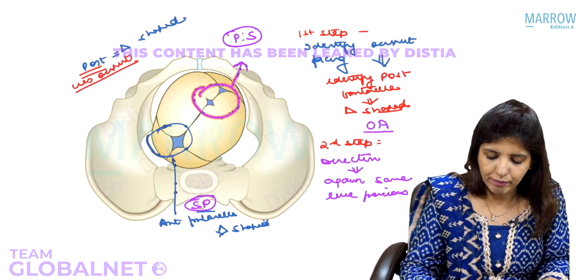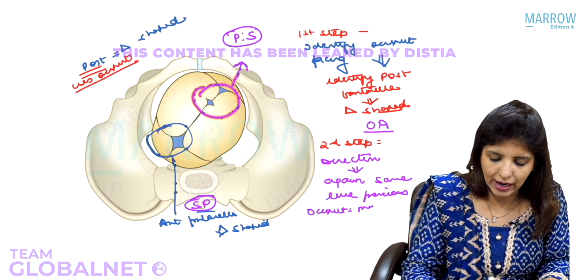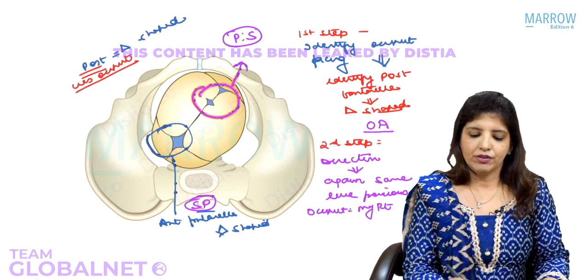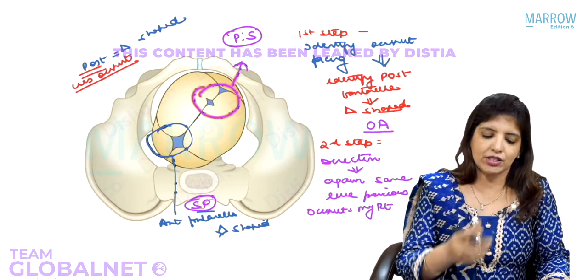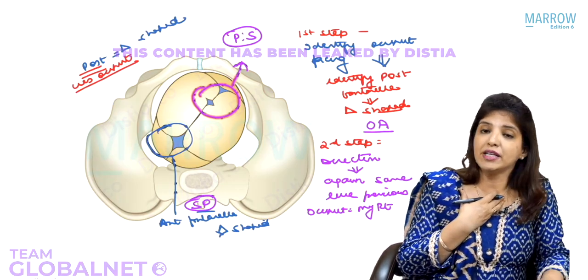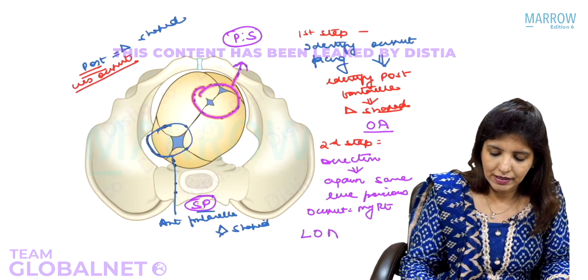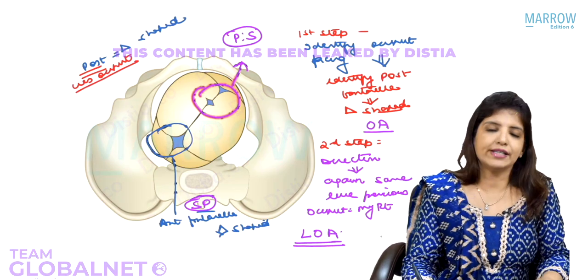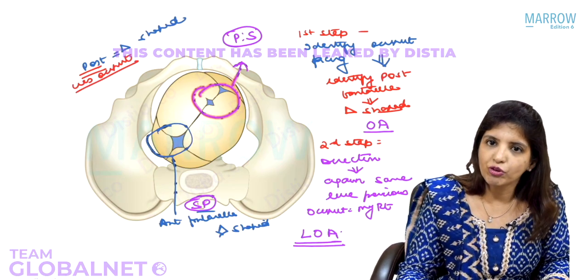Because the occiput is facing towards my right hand side in the image, the posterior fontanelle is towards my right hand side. That means in the mother, it will be left. So this becomes left occipito-anterior position. Is that clear to all of you?